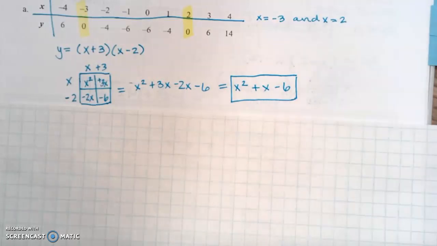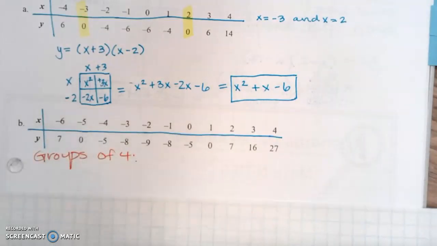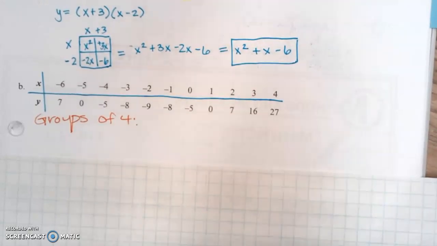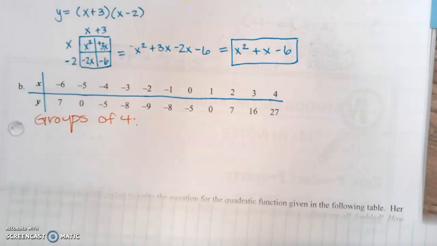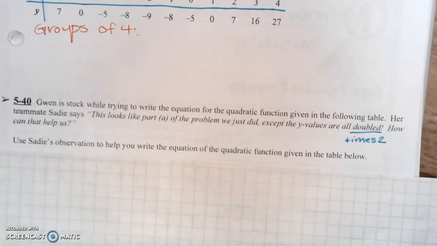Okay? For part B, you're going to do the same thing when you get into your groups of 4. You're going to look for the zero terms. You're going to use the reverse of the zero product property to find out what the binomial should be. Then you're going to multiply them and write your answer as your trinomial. Okay? So we're going to skip that one for right now. You're going to do it when you get into your groups.